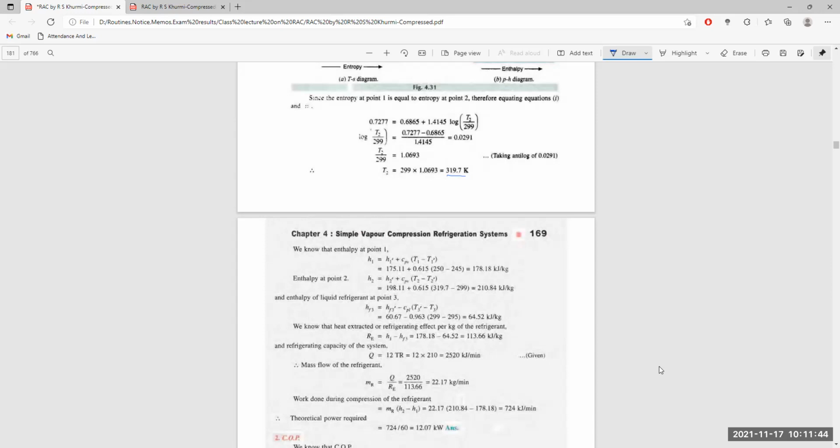And the enthalpy at point 2 is the enthalpy at point 2 dash plus the specific heat of the vapor multiplied by the temperature fall from T2 to T2 dash, that is 319 minus 299. And 0.615 is the specific heat at vapor, and 198.11 is the enthalpy at the vapor.